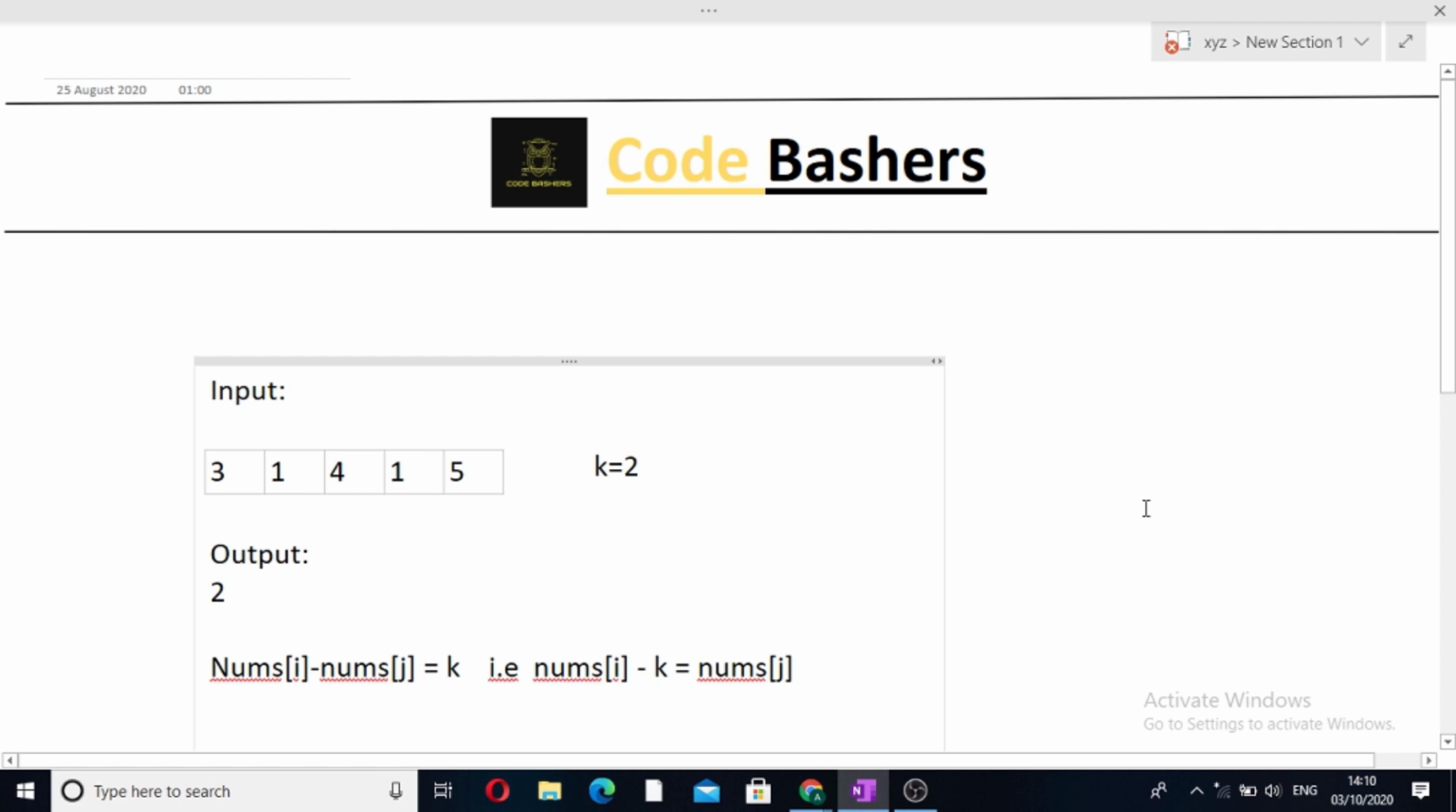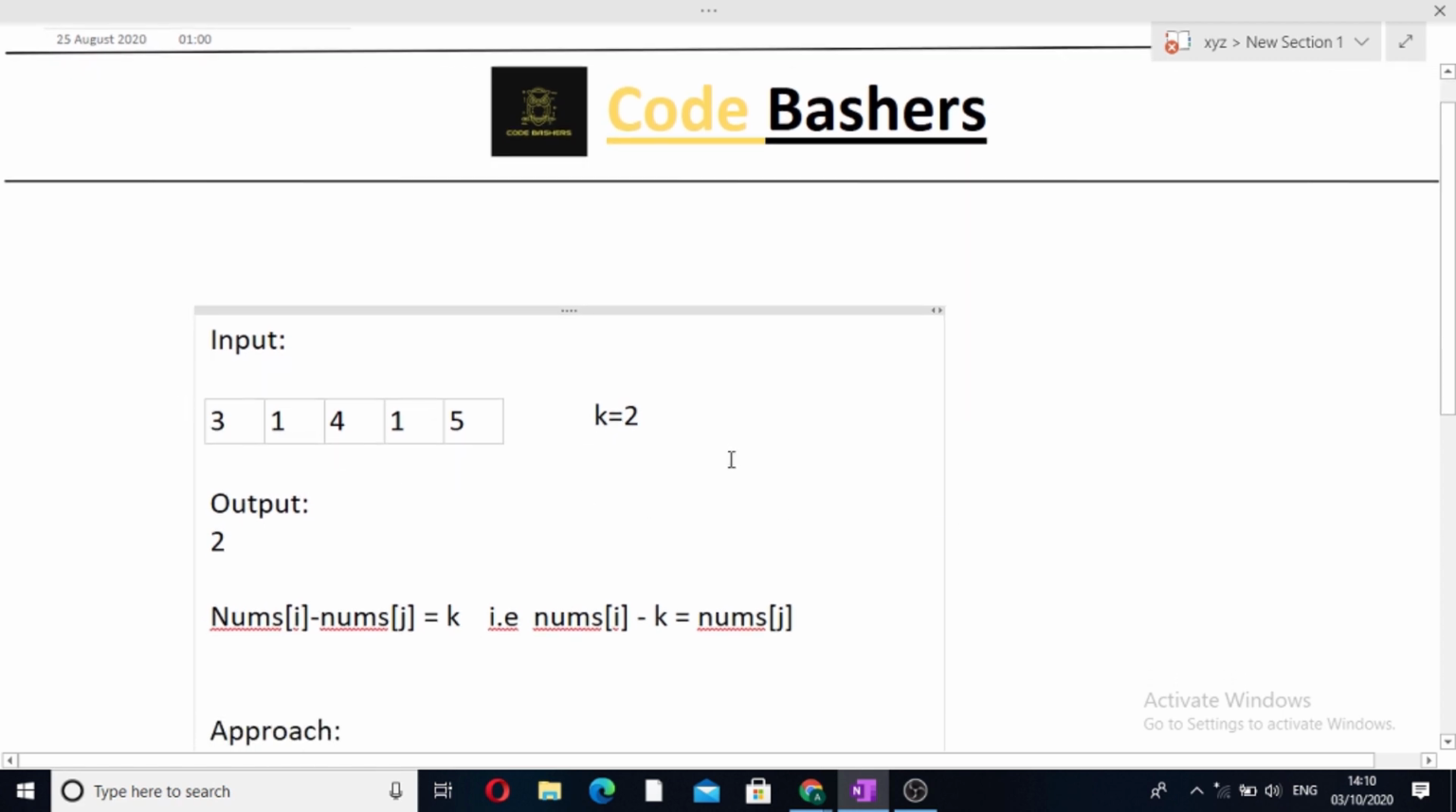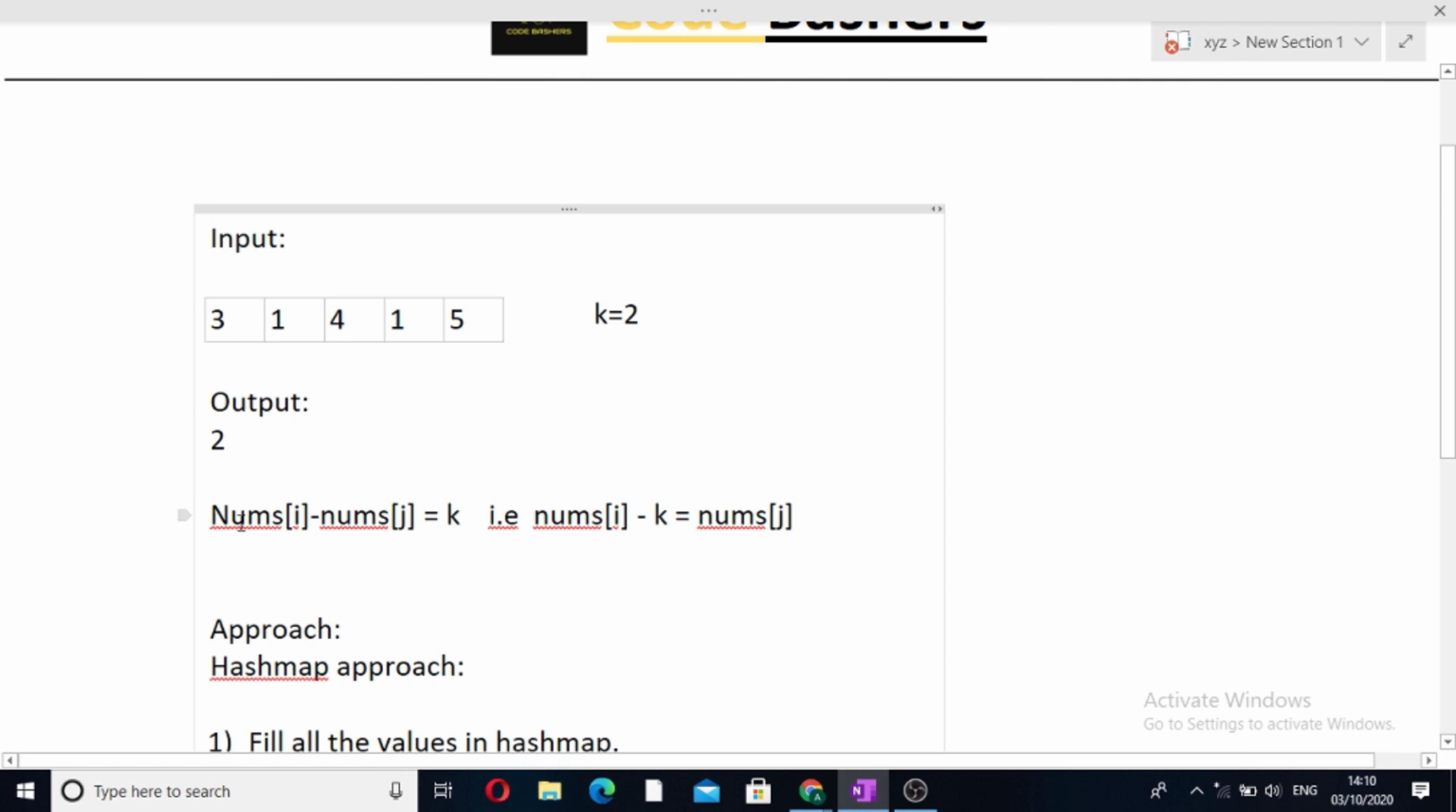The approach of this question is very simple. We are given an input array and a k value, and we are using a formula to find the values, that is, nums[i] minus nums[j] equals k. We have to follow this constraint, that the difference between two numbers should be equal to k. So we can transform this formula: k comes to the left side and nums[j] goes to the right side. So our new formula becomes nums[i] minus k equals nums[j]. We have to satisfy this equation instead.